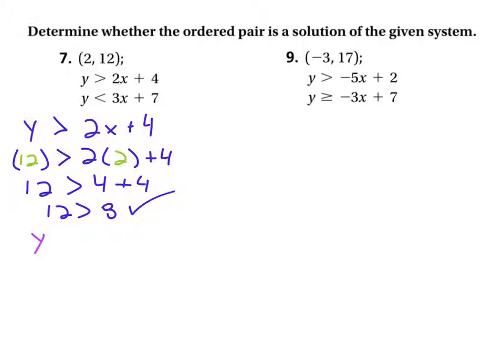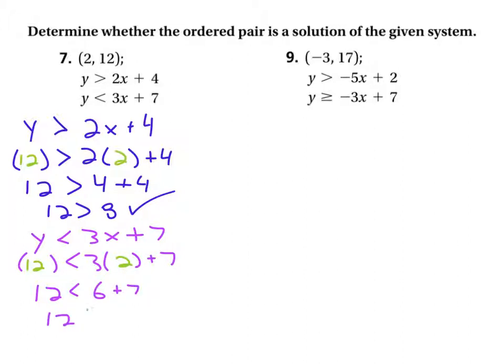Let's do it for the second one. y is less than 3x plus 7. Put parentheses wherever there's a variable, and we substitute in 2 for x, 12 for y, and we get 12 is less than 6 plus 7, or 12 is less than 13. Check, works for that one as well. So we can just simply say yes, it is a solution.